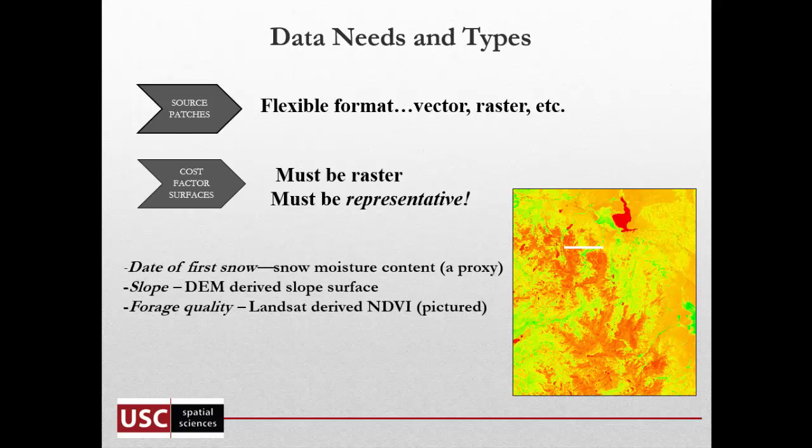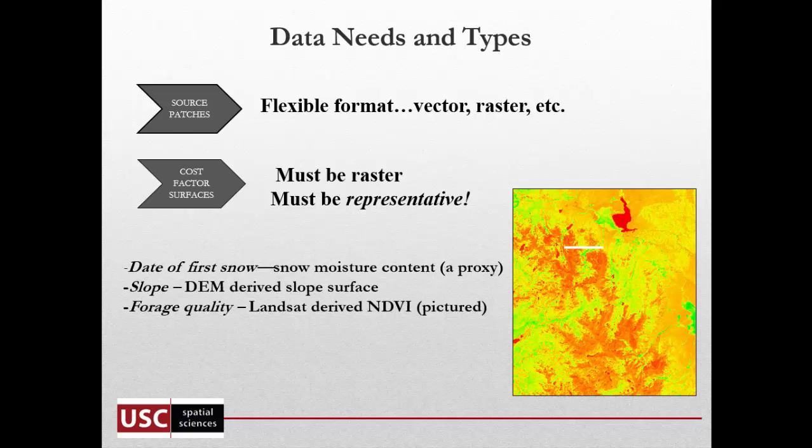Cost factors are a little more difficult because they have to be raster or derived into a raster, but more importantly, they have to be representative. For us, we didn't know much about deer, so we found a current article and a historical article and looked for the common themes. And what we found was data first snow. Deer are driven down by snow. Couldn't get that directly, so we derived a proxy using snow moisture content.